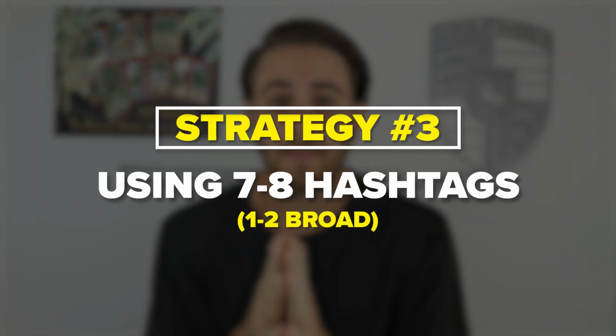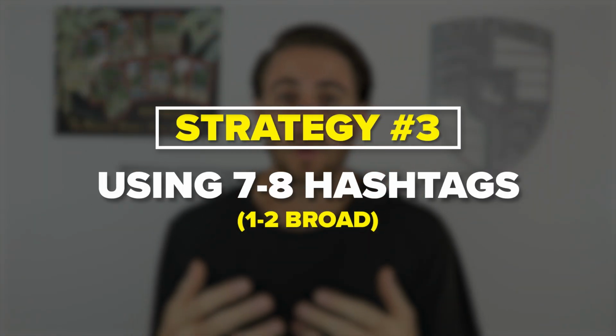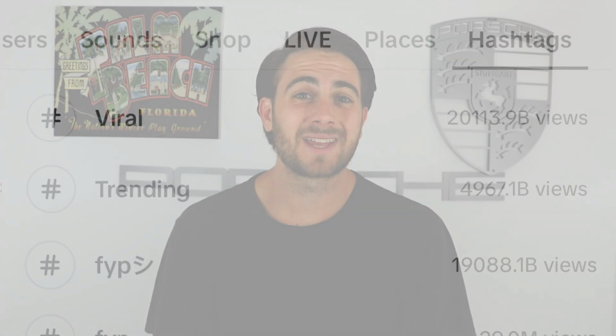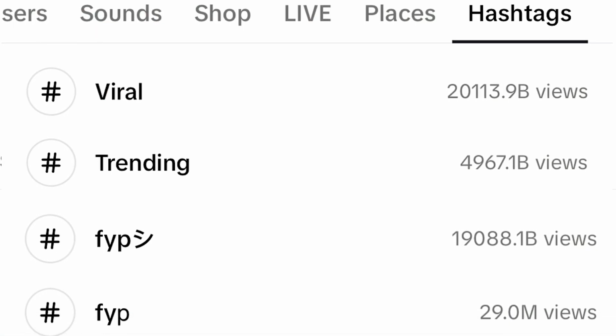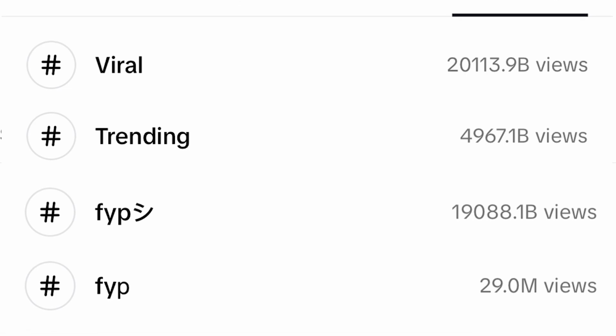Now, that 3rd hashtag strategy you need to make sure that you're using is 7 to 8 hashtags. And on here, you're going to want to make sure that 1 to 2 of them are broad hashtags. Remember, those are things like hashtag viral, hashtag TikTok, hashtag for you page, hashtag FYP, things like that. They're going to broaden the amount of reach that you're getting, coupled with those niche specific hashtags, and these can actually make your post do really well.